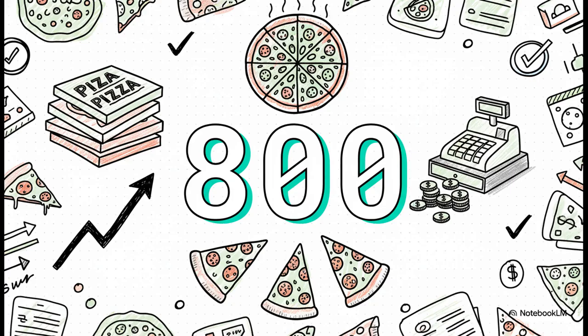At pizza number 800, she's perfectly balanced. She hasn't made a dime, but she hasn't lost one either. And here's the best part. Every single pizza she sells after that, pizza 801, that's pure profit.